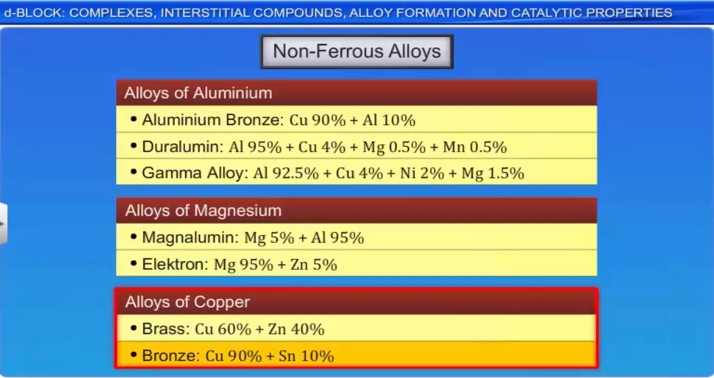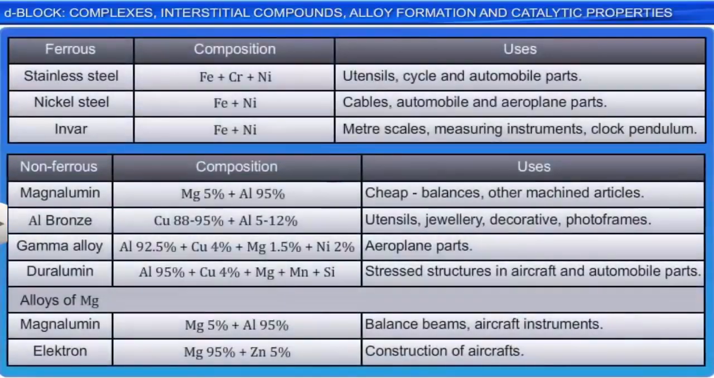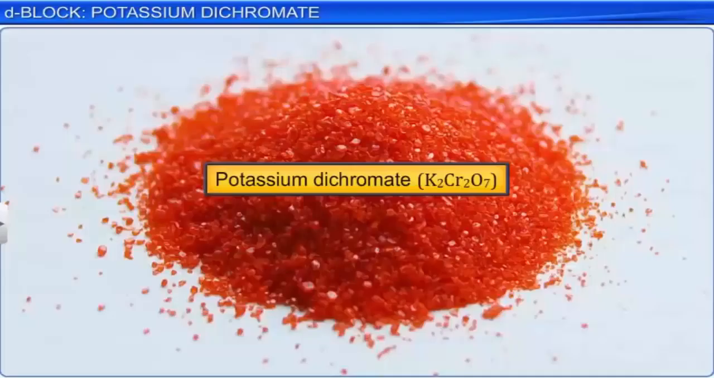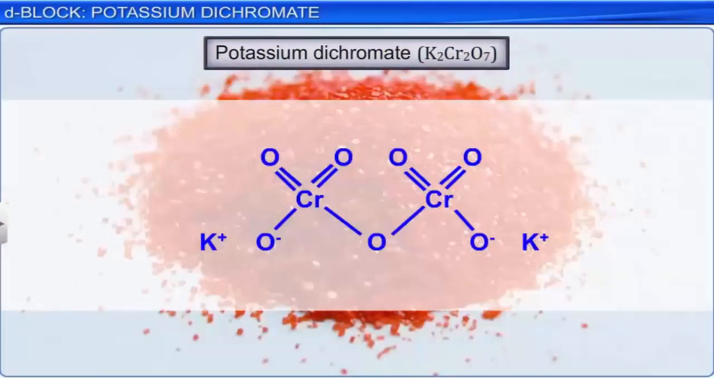The table shown here lists some important ferrous and non-ferrous alloys along with their composition and uses. Potassium dichromate is one of the most important compounds of chromium.